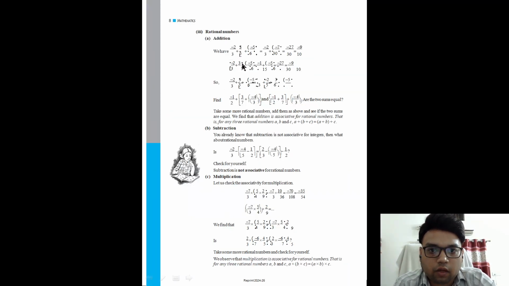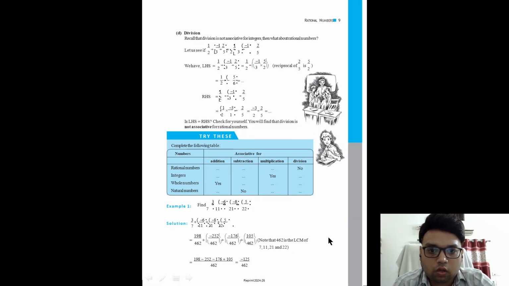Similar cases we observe in the rational numbers also, and multiplication as well. Here a simple table was given showing which operation follows a particular rule and which one does not, and further examples were given. We will learn the examples later.